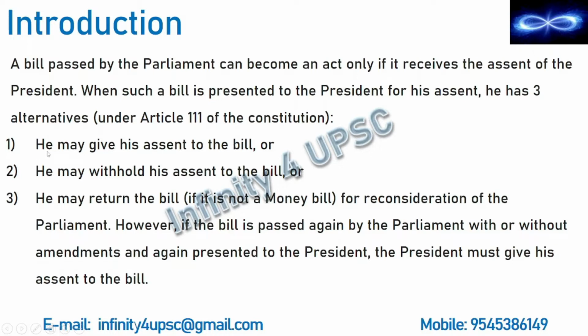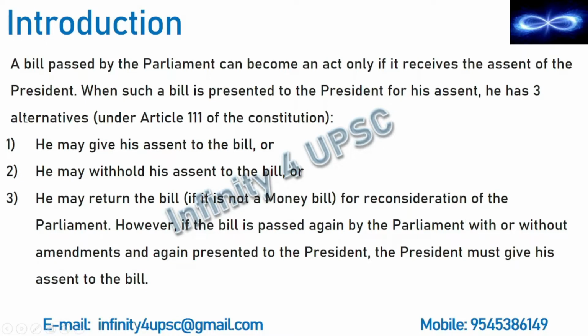First alternative is he may give his assent to the bill. That is, he said yes to the bill and the bill has now become an act. Second option, he may withhold his assent to the bill. That is, he is not saying yes to the bill. That means this bill will be dropped here itself. It will not go on to become an act. Third one, he may return the bill. Now return to whom? Return to Parliament. That is the place from where the bill originated. It will be returned back to that place for reconsideration.